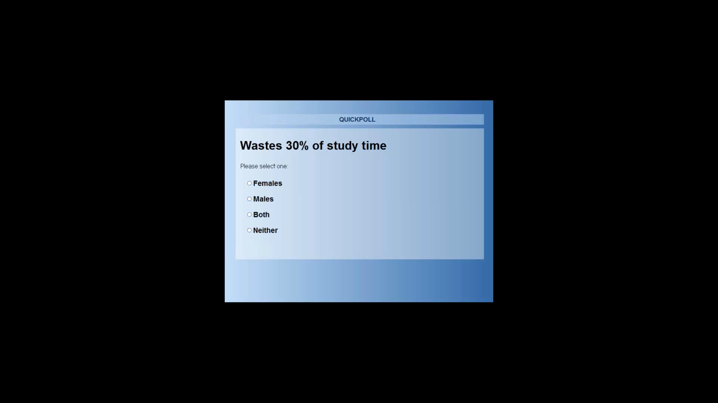If you could make your selections. Wow, already 54% of you have voted. This one's pretty close, 47 to 40%. We're just about there. Wow. This one is all over the map. We've got 48% for males, 39% for both. All right. Yes, that's our final conclusion: males 48%, 39% for both, 10% for females, and 3% for neither on the waste 30% of study time poll.